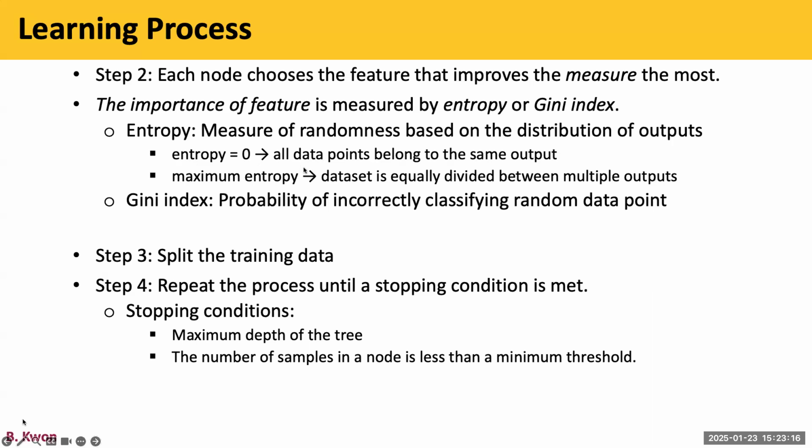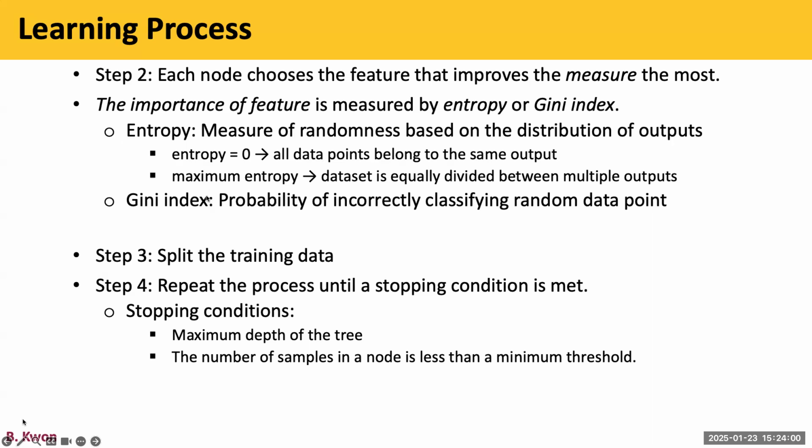So either zero entropy or maximum entropy is not good, depending on your task. So there must be some ideal value of entropy. And also you can measure the error, how often your tree incorrectly puts your input to certain outputs, right? So by comparing the true answer for each input, you can measure the Gini index.